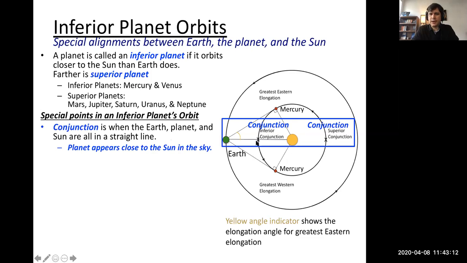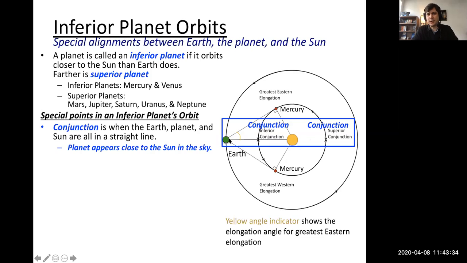So whenever it's closer to the Earth, we call that inferior conjunction. And when it's farther from the Earth, we call that superior conjunction. So inferior conjunction on this side of the sun, superior conjunction on that side of the sun. Why do we call these arrangements, this geometry between the Earth, the planet, and the sun, a conjunction?